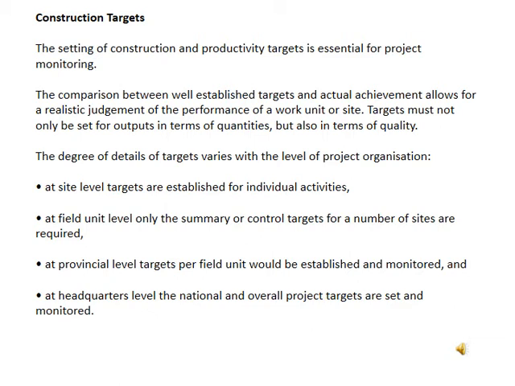At the site level, targets are established for individual activities. At the field unit level, only the summary or the control targets for a number of sites are required. At the provincial level, targets of the field units are established and monitored, and at the headquarters level, national and overall project targets are set and monitored. So those are the kinds of construction targets.